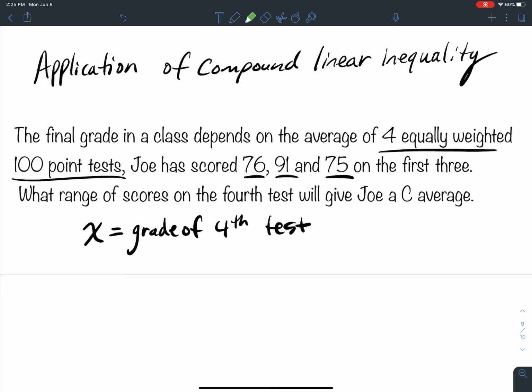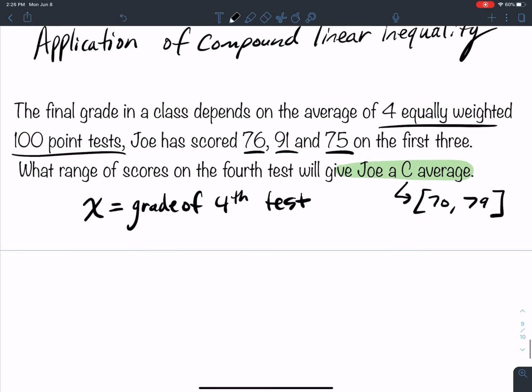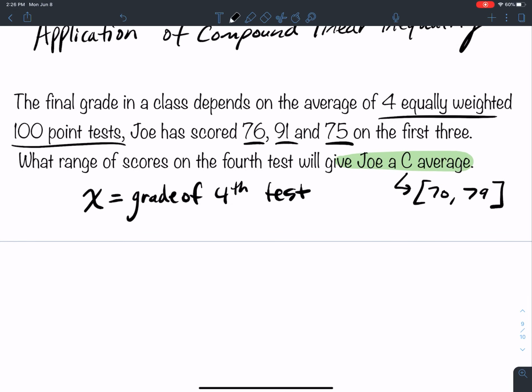So what range of scores on the 4th test will give Joe a C average? To get a C average would be between 70 and 79, okay? If you get an 80, that's a B, and a B is as good as an 80 to an 89, right? So C here, score between 70 and a 79.